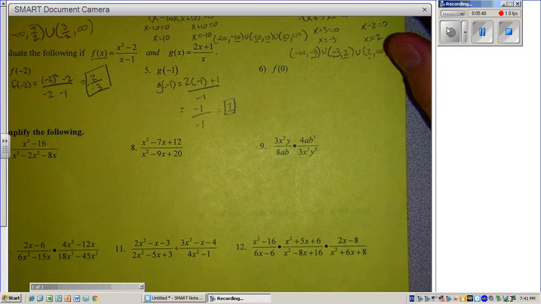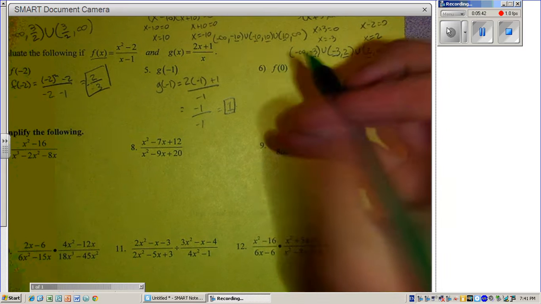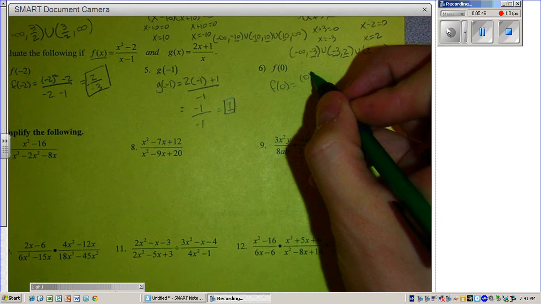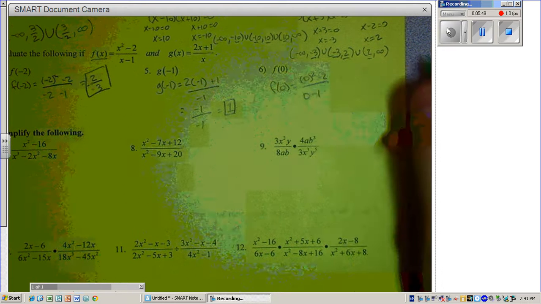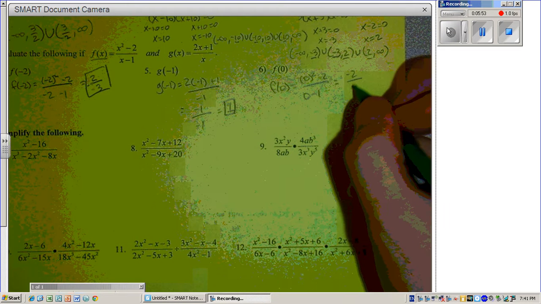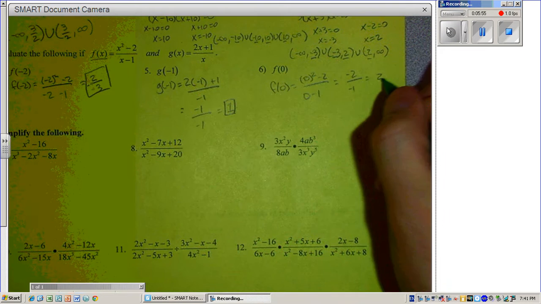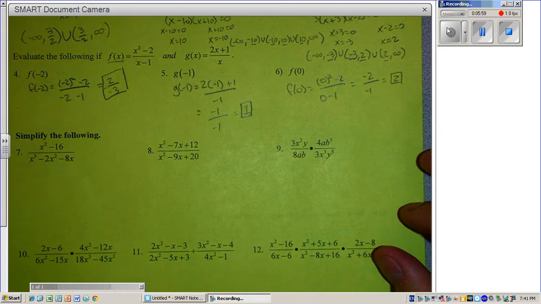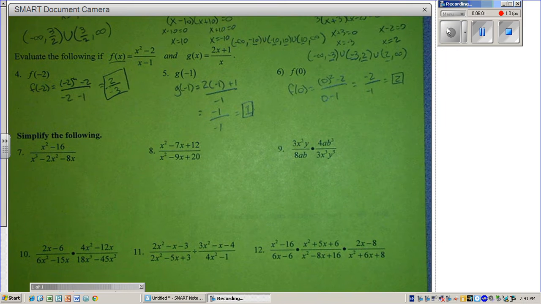And last but not least, f of 0. Okay, so I'm going to plug a 0 in wherever I see x. So 0 squared minus 2 over 0 minus 1. That gives me a negative 2 in the numerator and a negative 1 in the denominator, which simplifies to positive 2. Okay, so take a look at all these. We should be able to evaluate, but now we're evaluating given a rational expression.